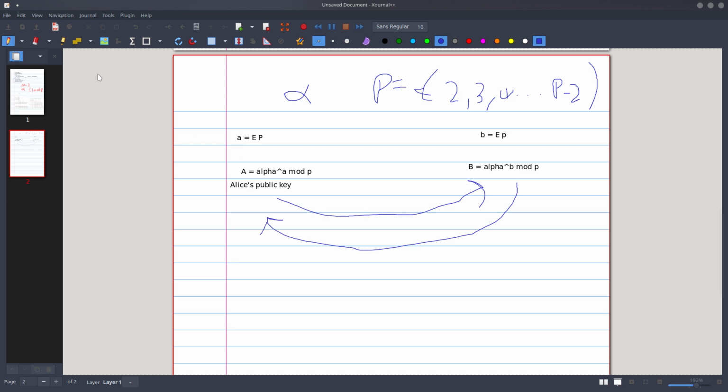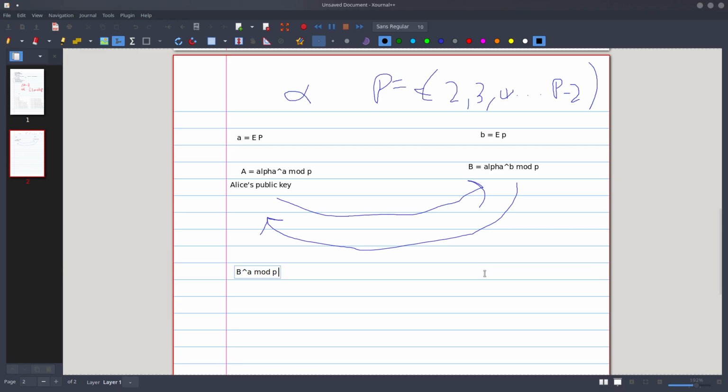Now, how do you decrypt? Well, it's actually quite simple, and it's really interesting, actually. So what ends up happening here is what Alice is going to do is she's going to take Bob's public key and raise it to her private key, reduce modulo P, of course.